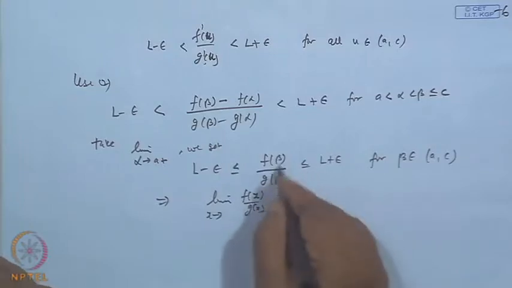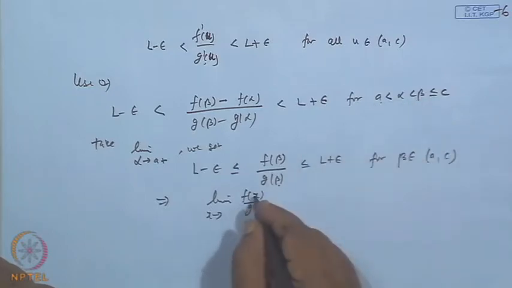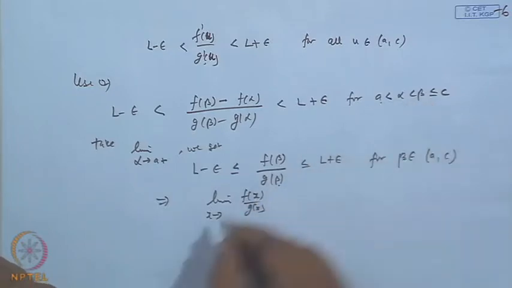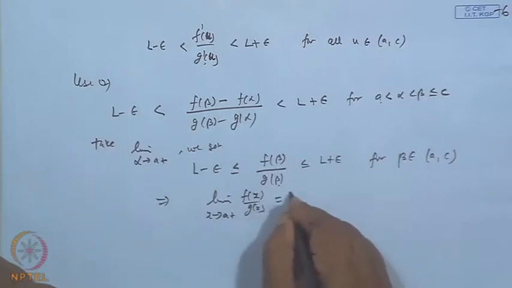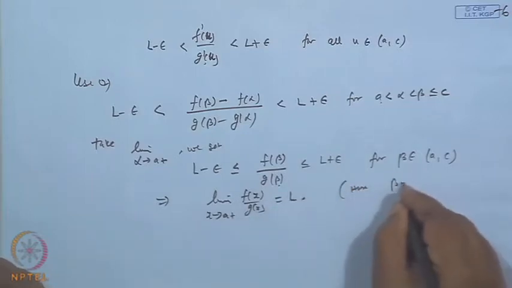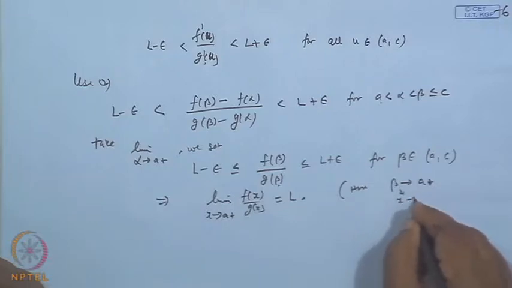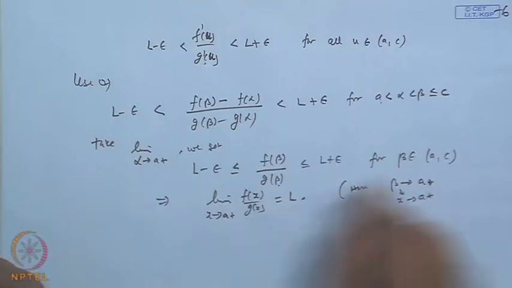A plus is also L, because here let beta approach A from the positive side. When you take x in place of beta, that is equivalent to saying that x approaches A plus, where x belongs to this interval. So, this shows this.